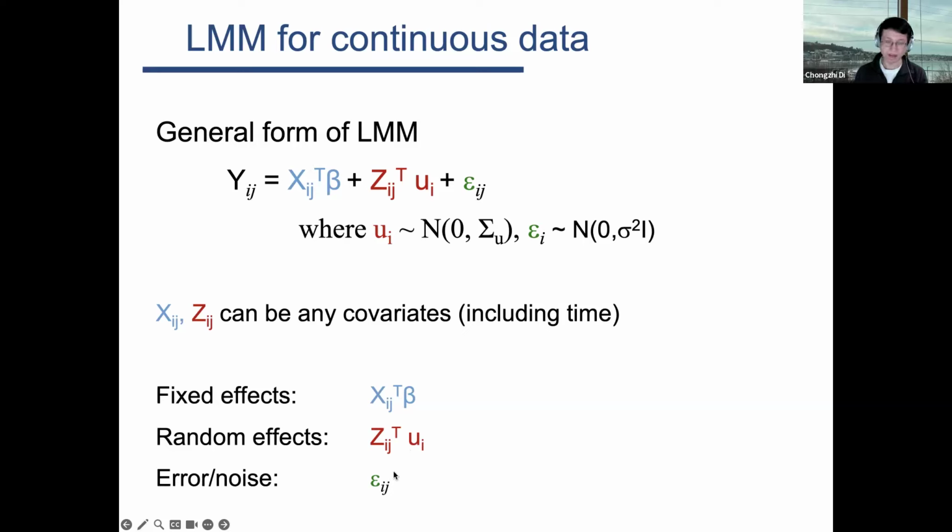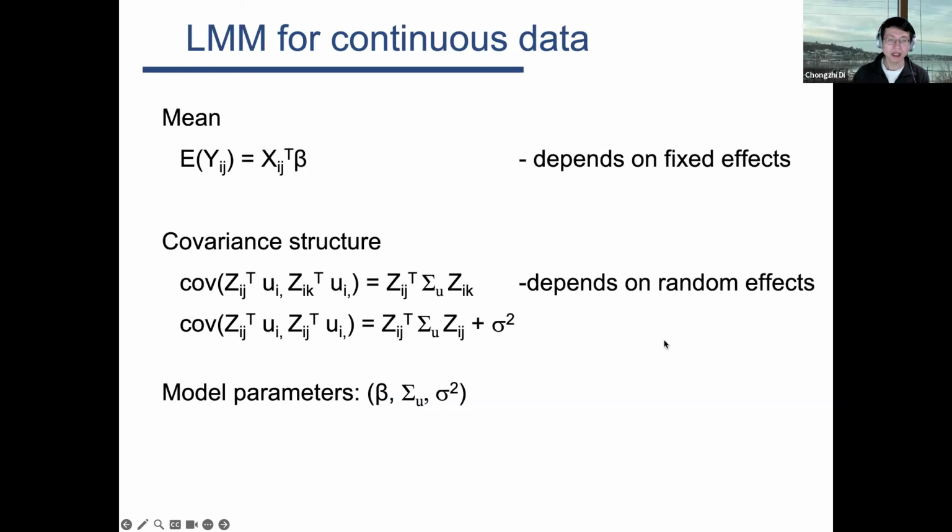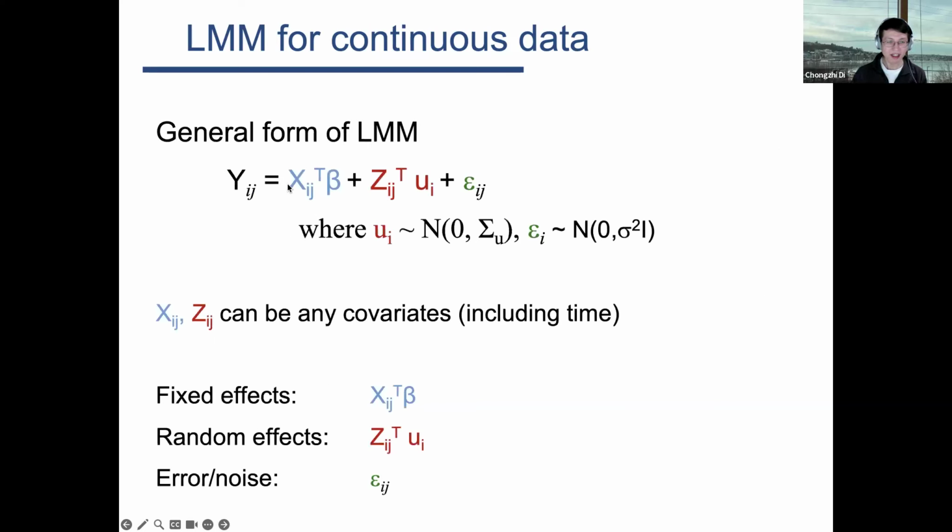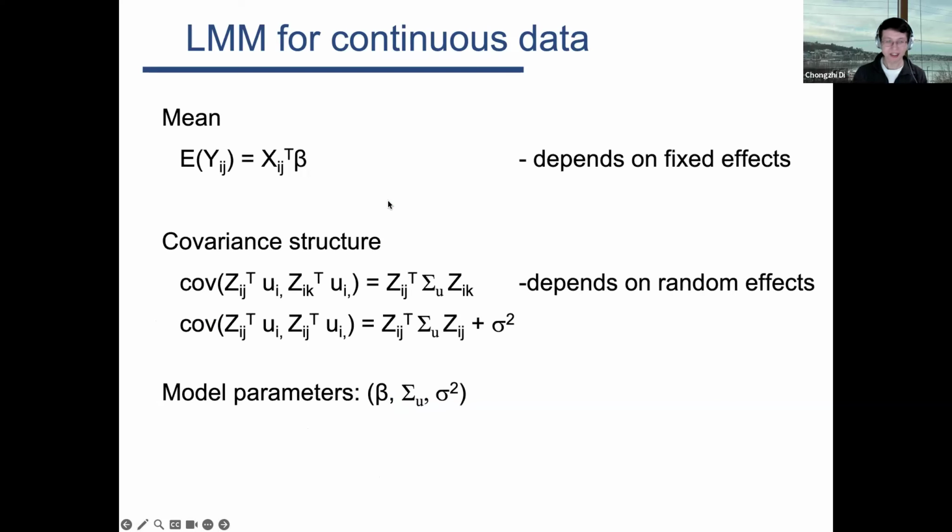So what does each part do? The role of each part is somewhat different. The fixed effects mainly affect the mean trajectories of your outcome. We assume that the Ui have mean zero, and the residuals have mean zero, right? If you take the mean of the whole response, those two parts both have mean zero. So the mean function, the mean curve, is mainly decided by the fixed effects.